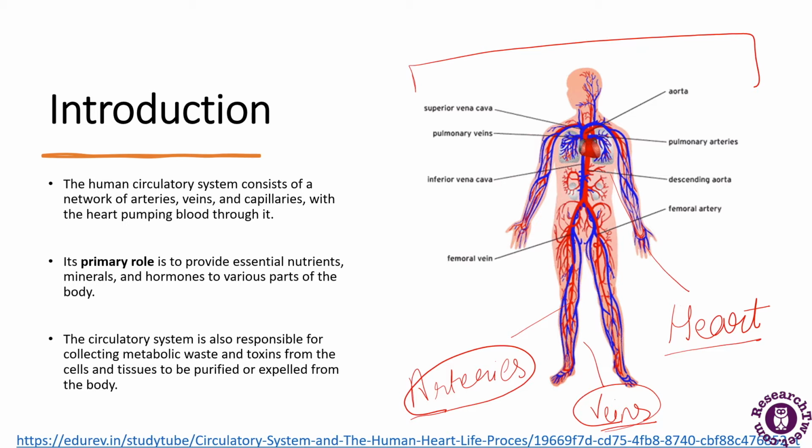Now, the human circulatory system consists of a network of arteries, veins and capillaries with the heart pumping the blood through it. The primary role of this system is to provide essential nutrients, for example minerals and hormones, to various parts of the body. It is also responsible for collecting metabolic wastes and toxins from the cells and tissues to be purified or expelled from the body. So this is about the human circulatory system.